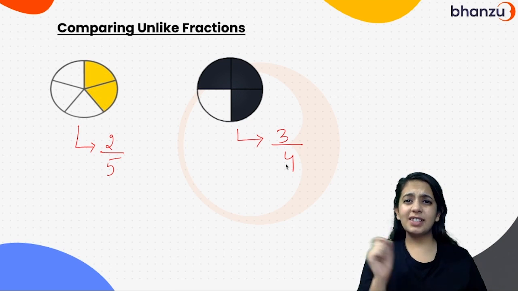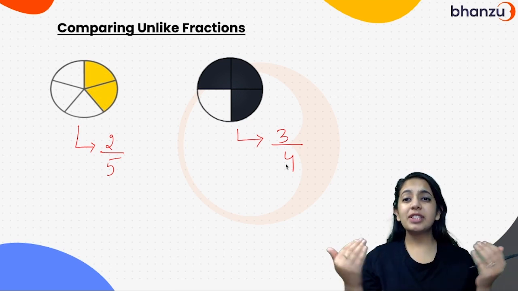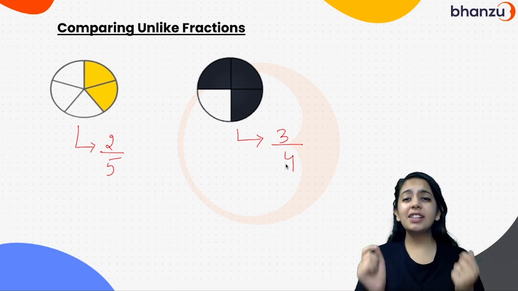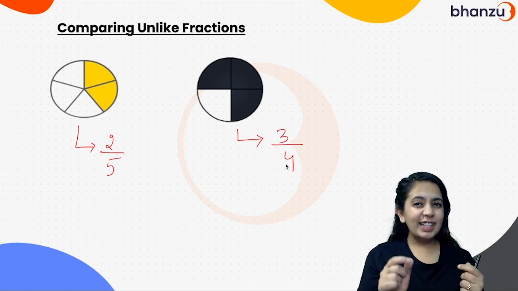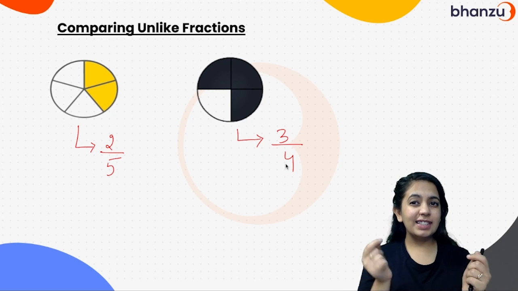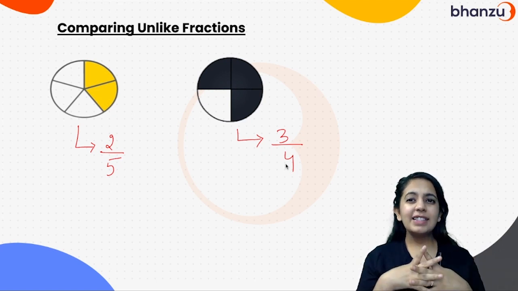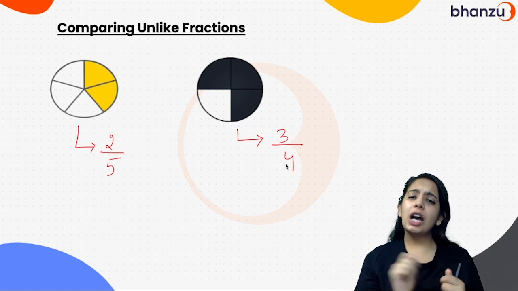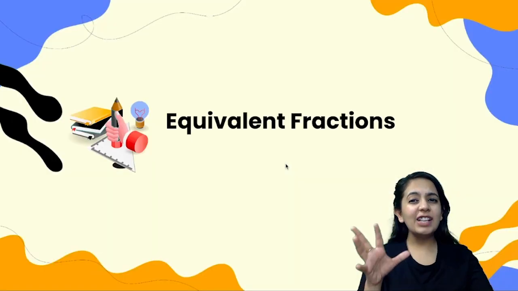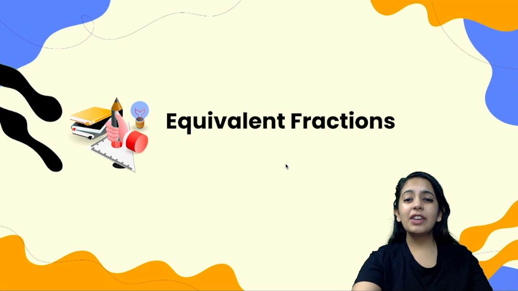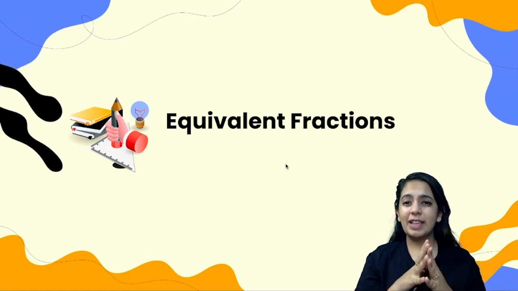It's tricky, isn't it? We can't just compare them directly because their denominators are different. So what's the solution? We need to make their denominators the same, right? And then we can compare. But how do we do that? For that, we have to learn about the magical tool called equivalent fractions. So let's master the concept of equivalent fractions today.